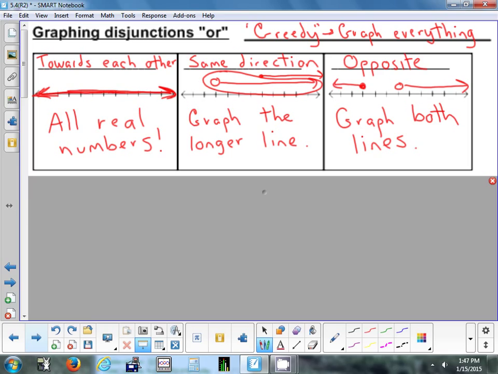All right. I'm going to graph both lines in that situation. I'm greedy. I want to graph everything.